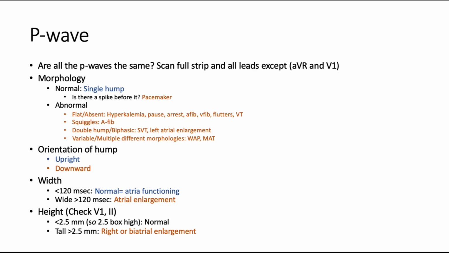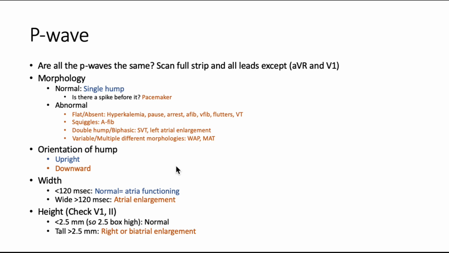Now, there's multiple types of abnormal morphologies and causes, but these are just some examples. So if it's flat or absent, you may have a rest, a pause, AFib, which has no P waves, a flutter, VFib, VT, and we're really seeing some of these abnormal, absent, flat morphologies. If it's just squiggly, not even real distinct P wave, you're looking at something like AFib. If it's biphasic or a double bump, you're looking at SVT or atrial enlargement. And if it has kind of different morphologies all throughout, you're looking more at something like wandering pacemaker or multifocal atrial tachycardia.